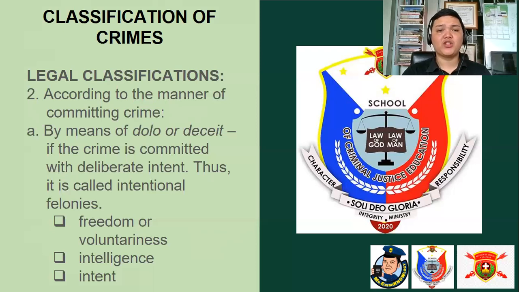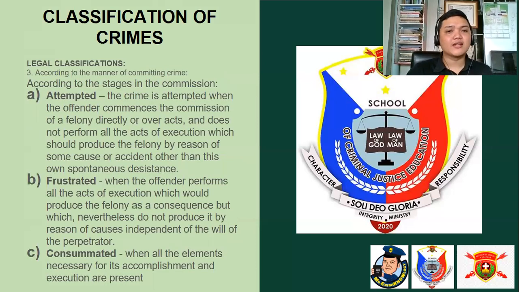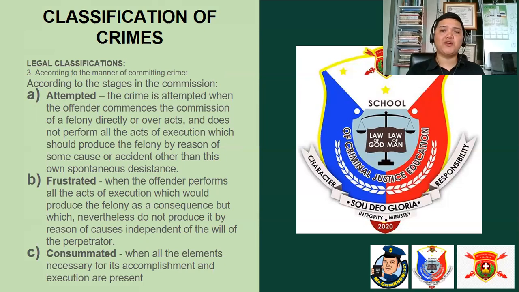Number two, according to the manner of committing crime. A, by means of dolo or deceit. Here there is freedom, voluntariness, intelligence, and intent. Number two, by means of culpa or fault. A felony committed by means of culpa, an act or omission that is not malicious, and the injury caused by the offender is unintentional. There is a lack of foresight, lack of skill, there is negligence, or there is imprudence. Those are just our recap in our lesson. Now, letter number three, according to the stages in the commission of crime.